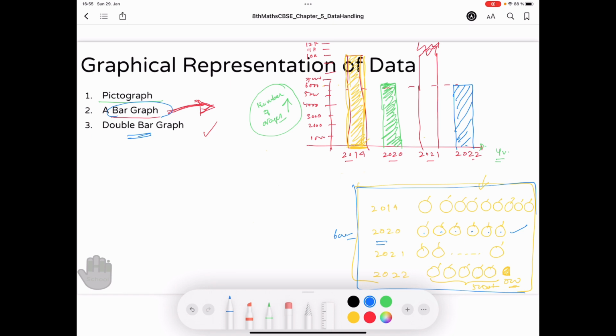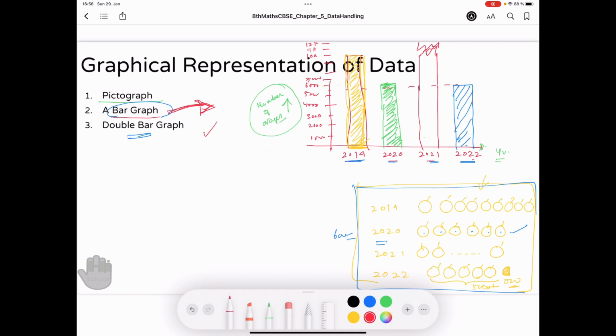Okay, so for one set of data, like for oranges, oranges in different years, yield of oranges in different years. So that was one set of data. Now, we can make a double bar graph when we are having two sets of data. For example, I am having two farms, one of oranges and one of apples.